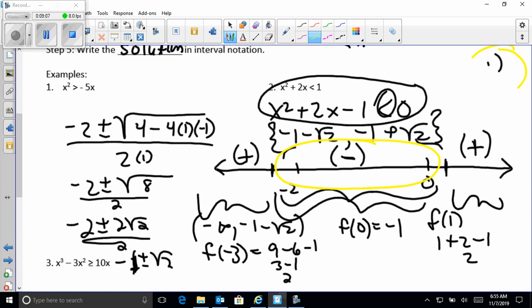And what is that region? From -1 minus the square root of 2 up to -1 plus the square root of 2. That's where my solutions will fall. And that's why we reviewed all of the factoring techniques. We're going to need it.